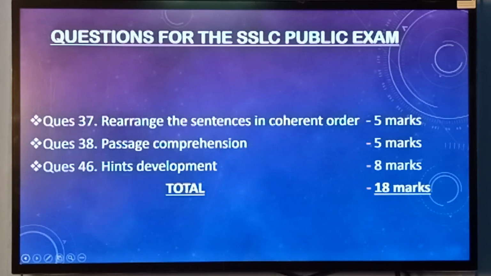Next comes the questions for the SSLC public exam. Question numbers 37, 38 and 46 deal with the supplementary. Question number 37, we have to rearrange the sentences in coherent order, which carries 5 marks. Question number 38, we have the passage comprehension, which carries 5 marks. And question number 46, we have the hints development, which carries 8 marks. So totally 18 marks are allotted for the supplementary.